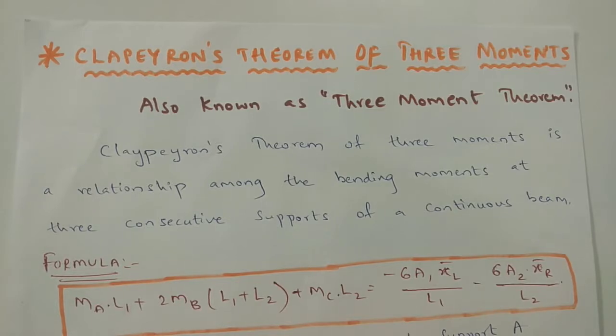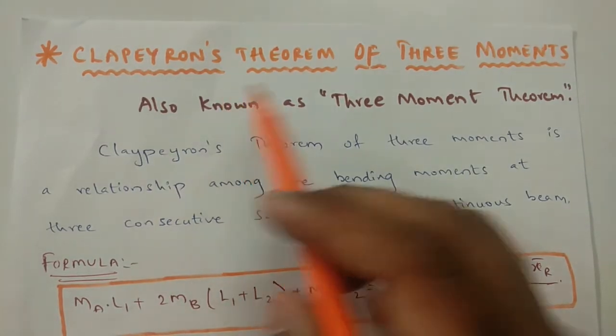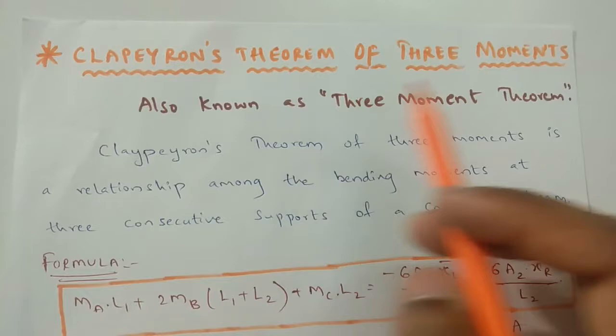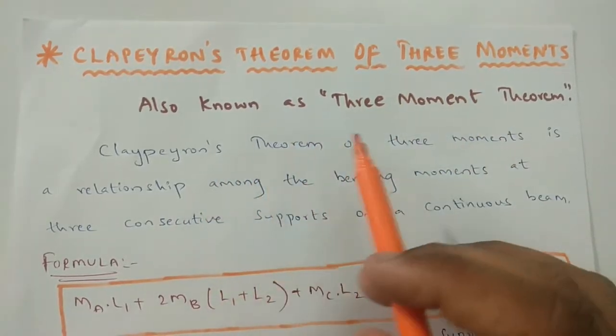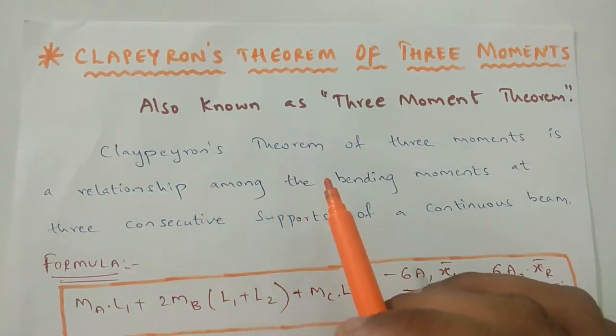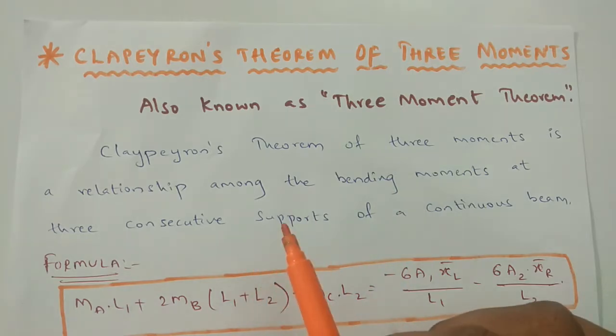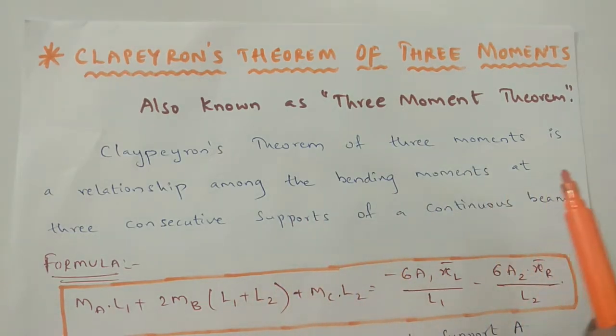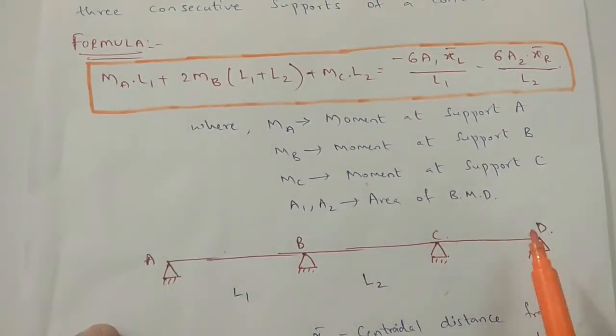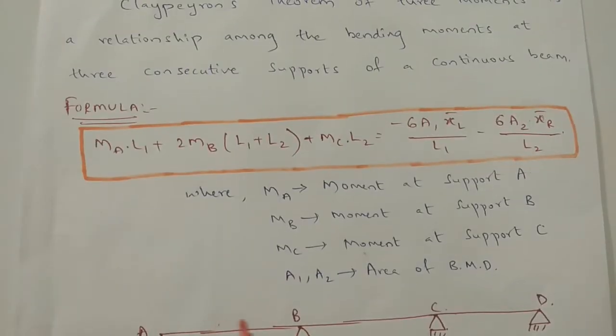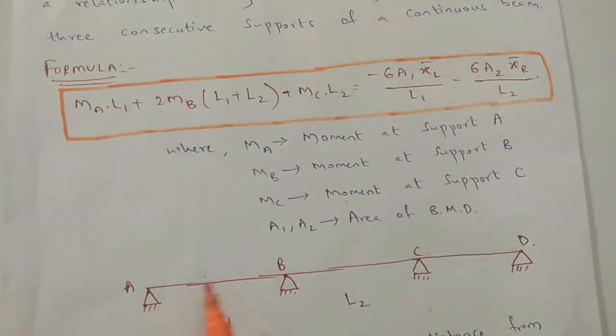In this video lecture I will explain the concept of Clapeyron's theorem of three moments, what its uses are and what its applications are. Clapeyron's theorem of three moments is also known as the three-moment theorem. This theorem is a relationship among the bending moments at three consecutive supports of a continuous beam. If this is a continuous beam, we can derive the relationship among the bending moments at three consecutive supports.